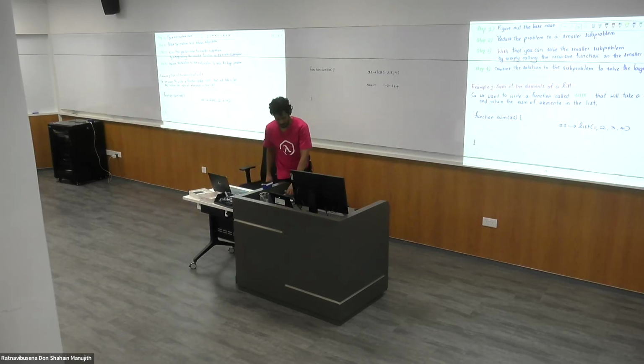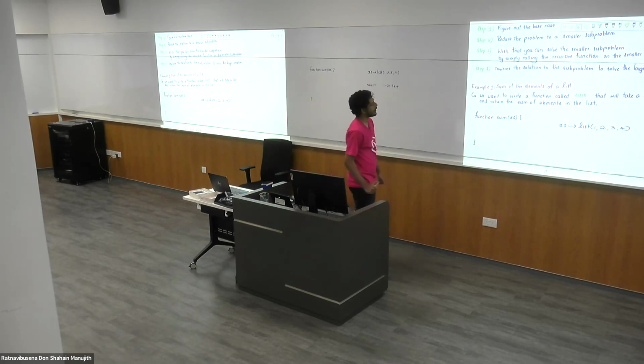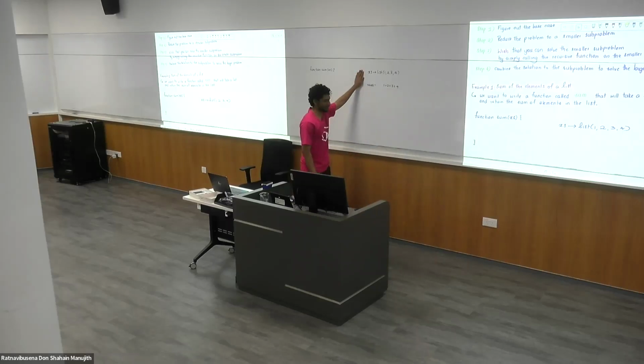So what's the first step? Figure out the base case. But before we figure out the base case, I would like to reduce the problem to a smaller subproblem. Look here: we have a list 1, 2, 3, 4, and we need to sum the list, so the answer would be 1 plus 2 plus 3 plus 4. Look at the second step: we want to reduce the problem to a smaller subproblem.